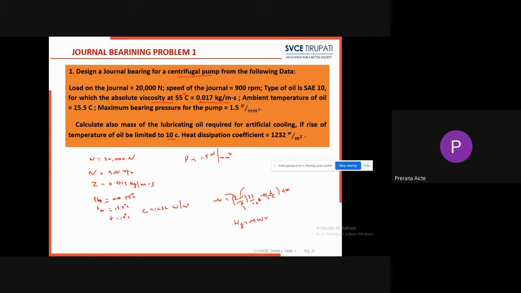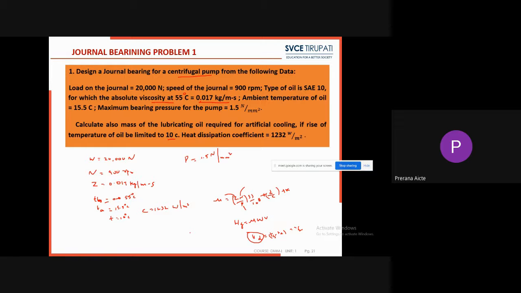The speed they will give; you have to find out. What is the HD value? HD is equal to, what is the formula? TB minus TA. And what about HD? That is equal to 1/2 into T naught minus TA. From this relation, we are going to calculate the HD value.